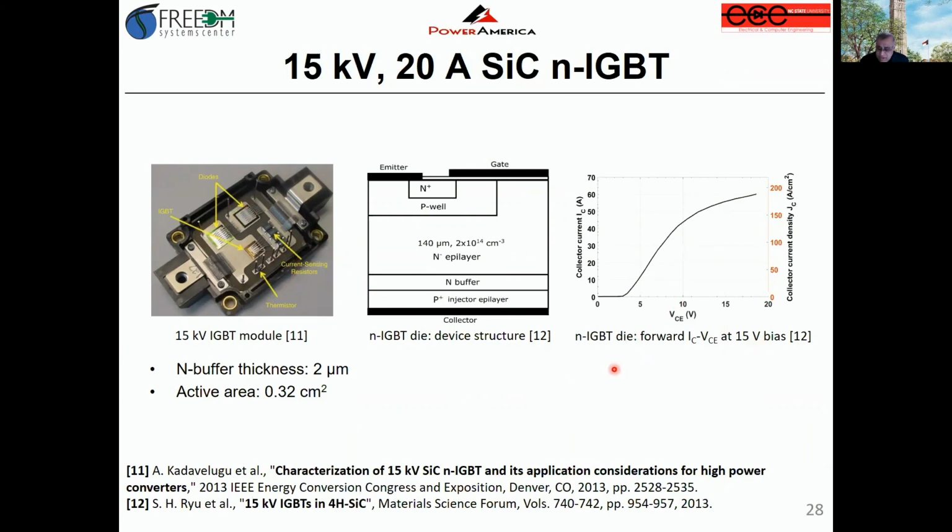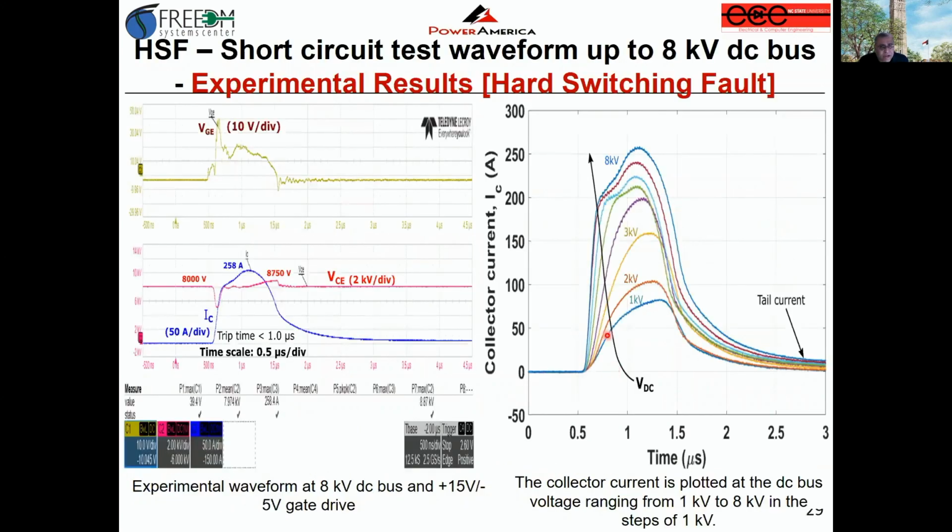This is the IV characteristics. And we did something interesting, which is the short circuit of this device. We varied the DC bus all the way from 1 kV to 8 kV, and we are intentionally causing a short circuit and turning it off after the saturation current. So we are confident with our gate driver to do this.